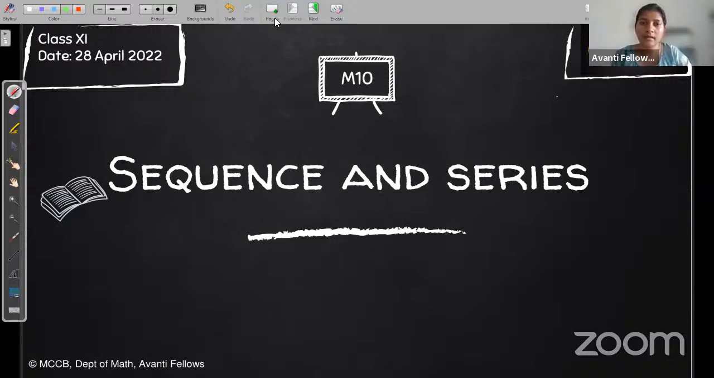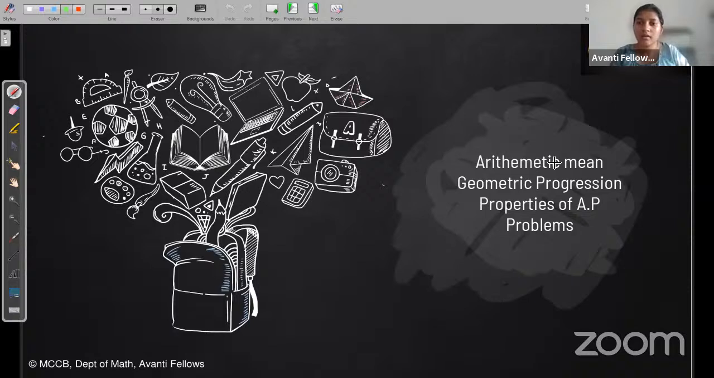Before starting our class, let's see what things we're going to learn today. In today's class, we will see about the arithmetic mean. What is arithmetic mean? After that, we'll see what is geometric progression and the properties of geometric progression, and we'll answer some problems based on that. If time permits, we'll also see what is meant by geometric mean. So this is the brief overview of today's class. Without wasting much time, let's begin.